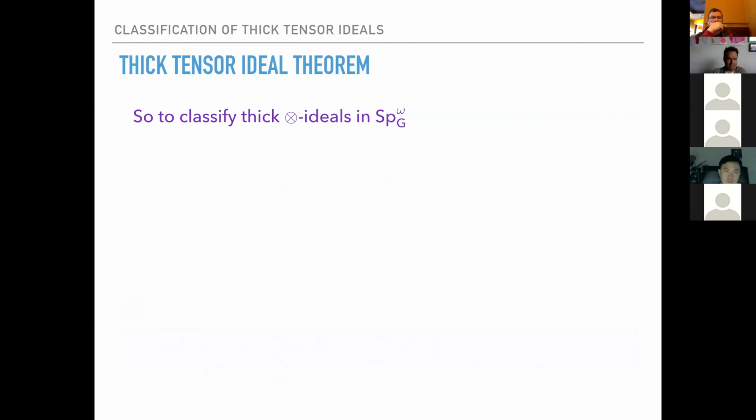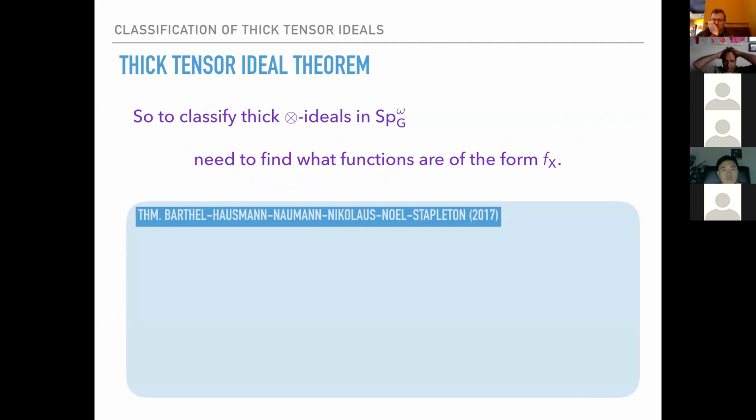So to summarize that, to classify the thick tensor ideals in SP_G, finite compact G-spectra, what we need to find are what functions have this form. We weren't able to solve this in full generality. This was Tobias Barthel, Markus Hausmann, Niko Naumann, Thomas Nikolaus, Nat Stapleton. But we were able to do this when G is abelian.